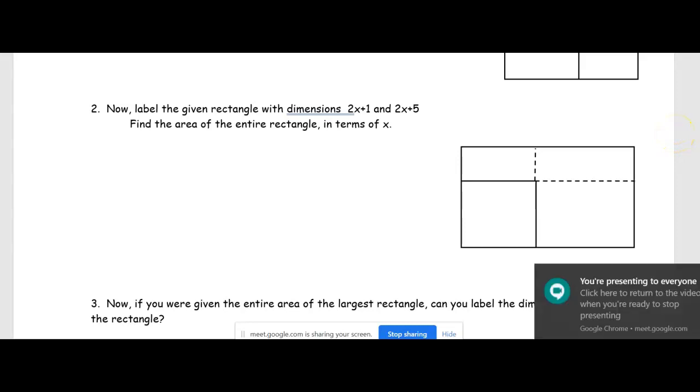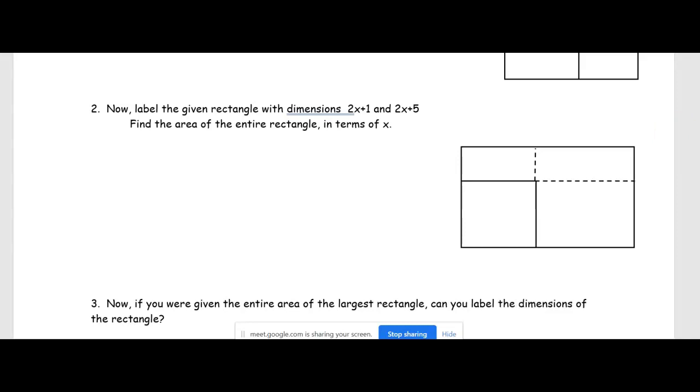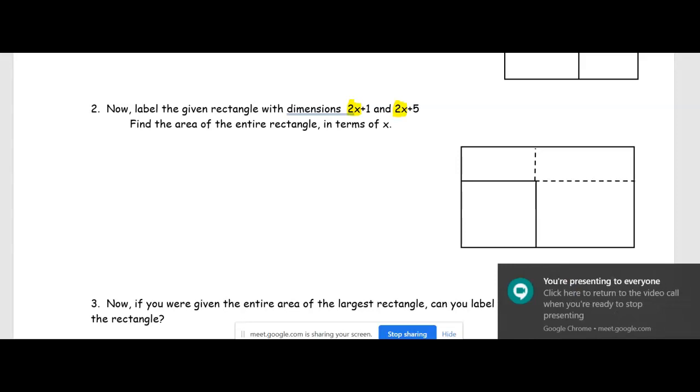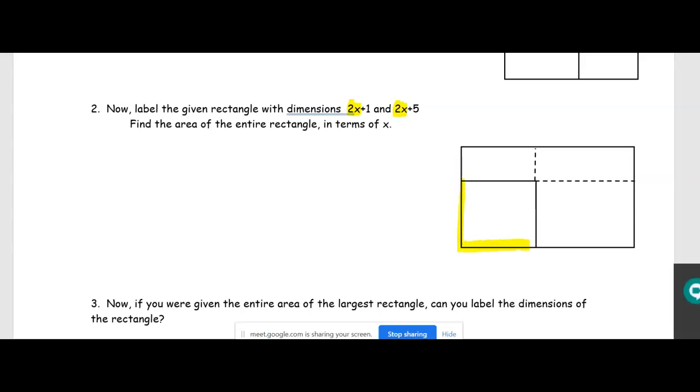All right, let's try this. It says label the given rectangles with the dimensions of 2x plus 1 and 2x plus 5. Notice in both of these, those first terms are the same. The reason those are the same is because rectangle number 1, the small one, is a square. Each side has the same length. If we just visually looked at it, that is intended to show that each side is the same, and each side is going to be the 2x.